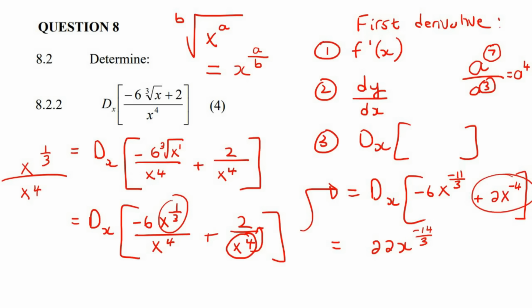And then I'm going to do this one now. So I'm going to multiply the negative 4 to the front, so that becomes negative 8. And then I'm going to subtract 1 from here, which is negative 5.